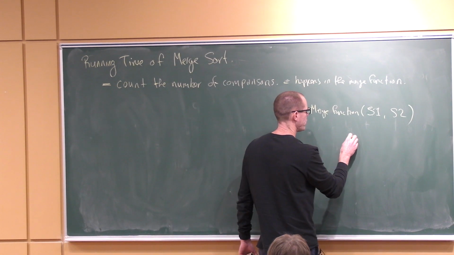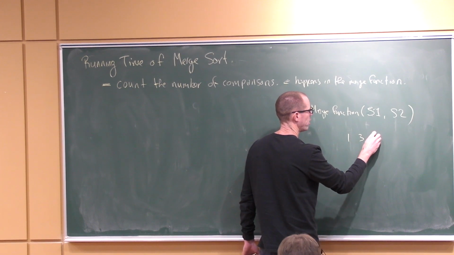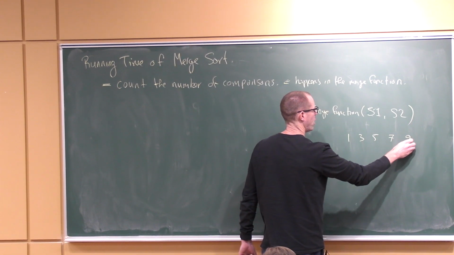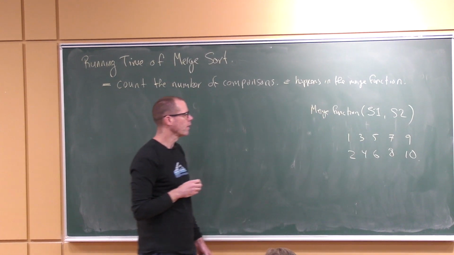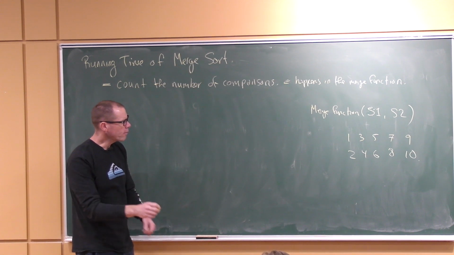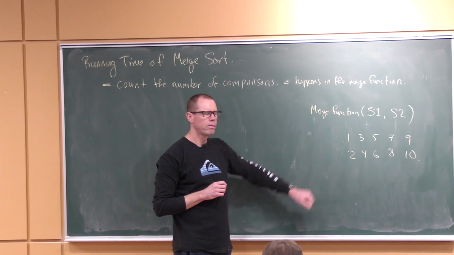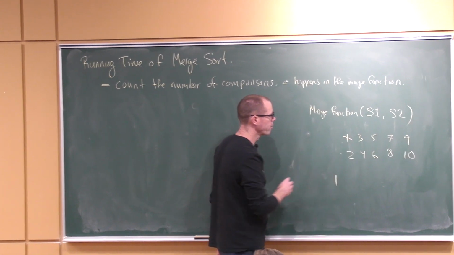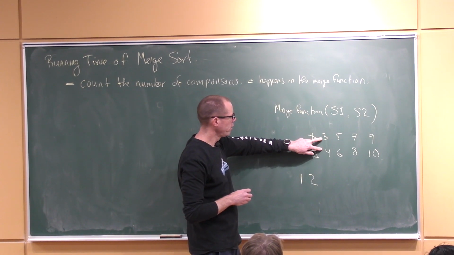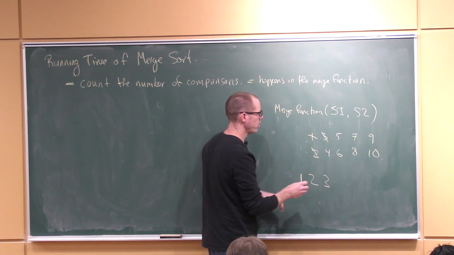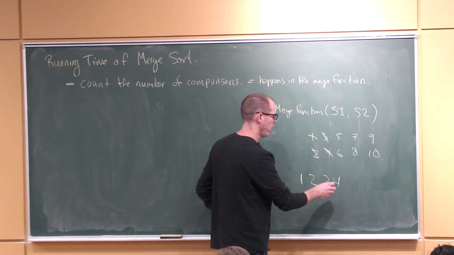If I give it two lists of size 5, so maybe these are lists like 1, 3, 5, 7, 9, and 2, 4, 6, 8, 10, then what happens is, well, these two elements are compared, and 1 is the winner. Then these two elements are compared, and then 2 is the winner. Then these two elements are compared. 3 is the winner, then these two, and 4 is the winner, and so on.